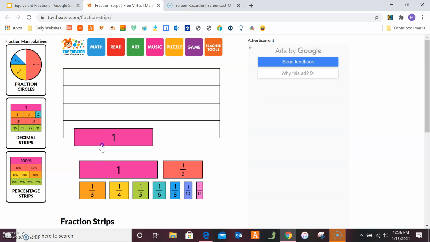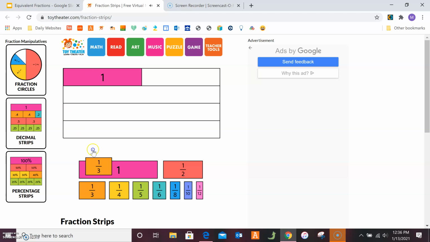All right, so I'm going to put my one whole up here just so we can make sure and compare it to that. And I need my 1/3. I'm trying to find fractions that would be equivalent to 1/3. So let's go ahead. We'll go to fourths and we'll start there. Do you think fourths is going to work?